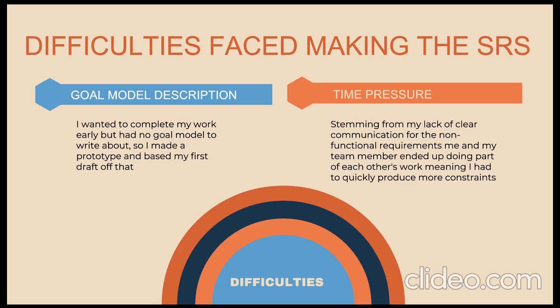And then another was time pressure, which kind of stemmed from my lack of clear communication for the non-functional requirements. Me and another team member ended up doing that together, and it led to confusion because I thought we were splitting up the requirements and constraints and doing half of each of them, whereas they thought that they were just doing either the requirements or the constraints, which meant I had to quickly do more work near the deadline.